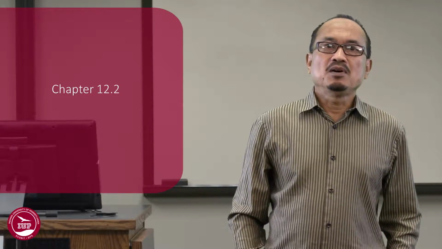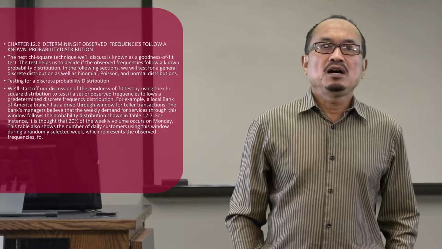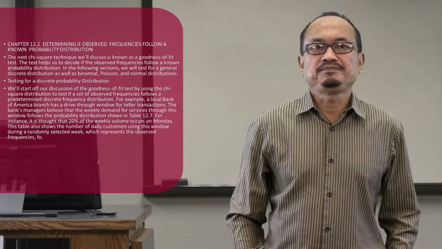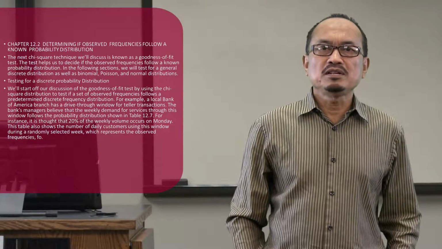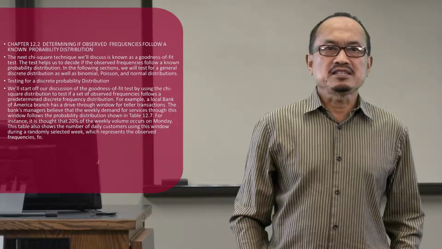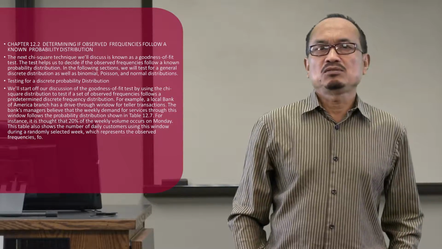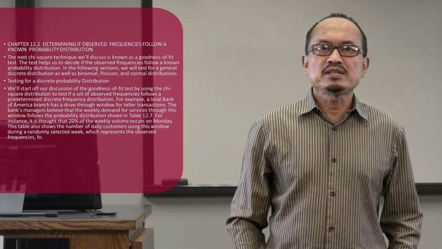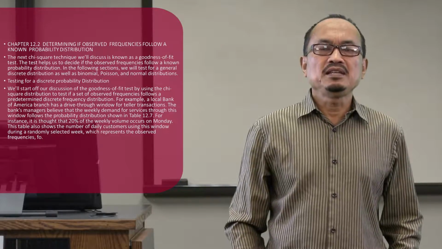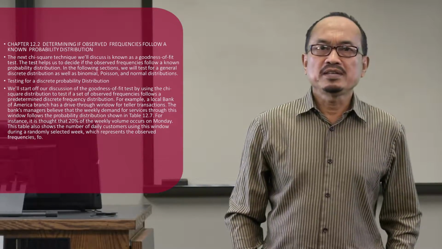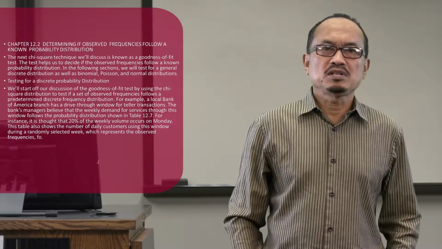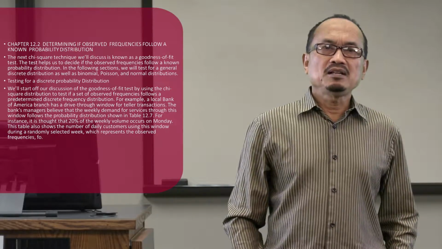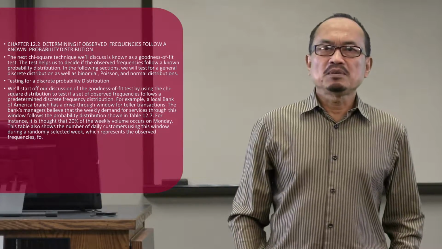Chapter 12.2: Determining if observed frequencies follow a known probability distribution. The next chi-square technique we will discuss is known as a goodness of fit test. The test helps us to decide if the observed frequencies follow a known probability distribution. In the following section, we will test for a general discrete distribution as well as binomial, Poisson, and normal distributions.